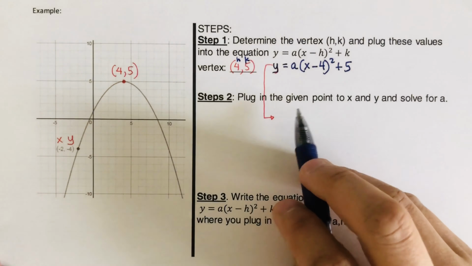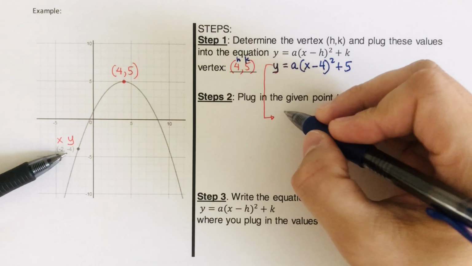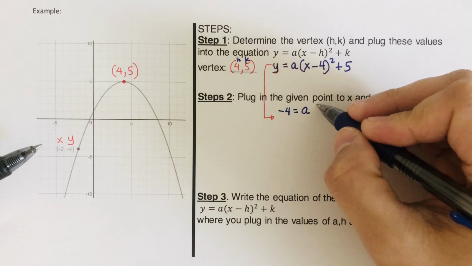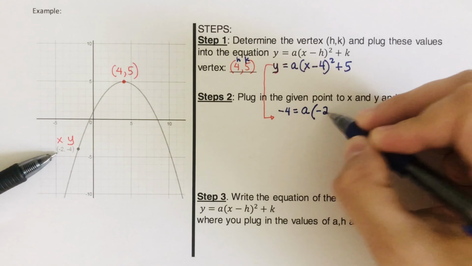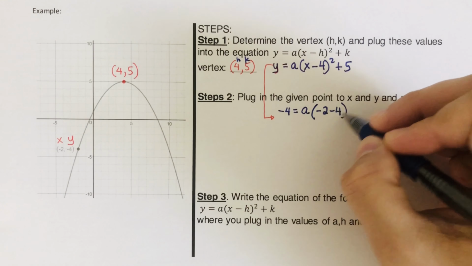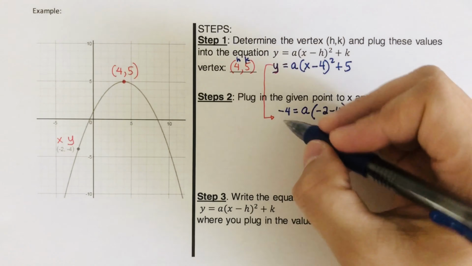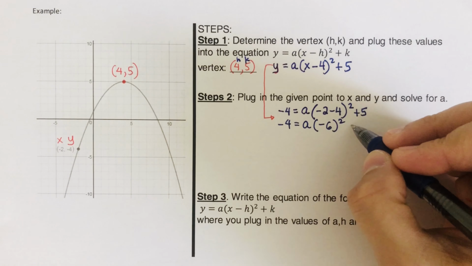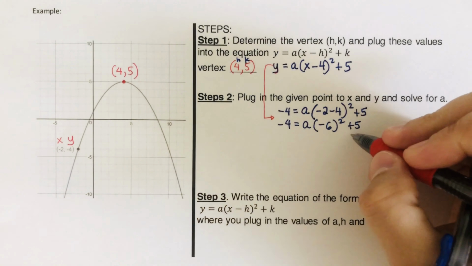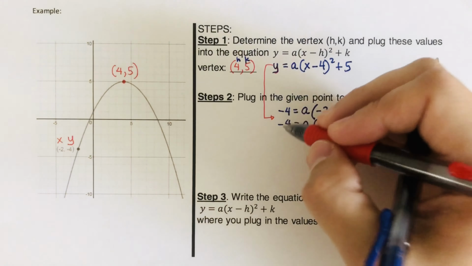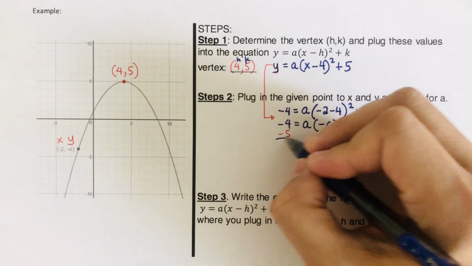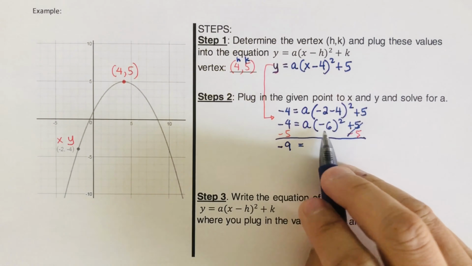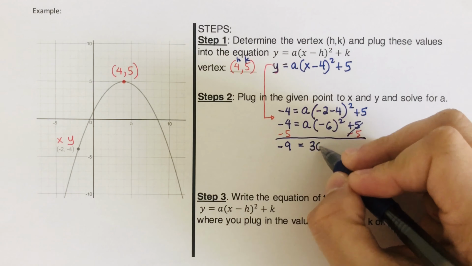So our y is negative 4. So I'm going to write negative 4 equals, the a is missing, and then our x is negative 2, and then we have (-2 minus 4) squared plus 5. So then this is negative 4 equals a times (-6) squared plus 5. So we're going to subtract 5 from both sides so we can clear it up to solve for a. We can cross the 5 out. So we're left with negative 9 equals 6 times 6, which is 36 positive, times a.